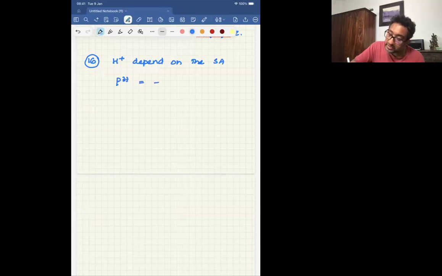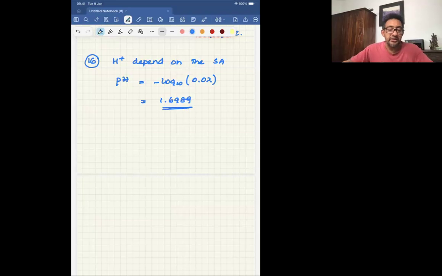pH is equal to minus log10 of the strong acid concentration, 0.02. So what is that? Log 0.02 is equal to minus 1.6989. So the pH is 1.6989. That's the pH.